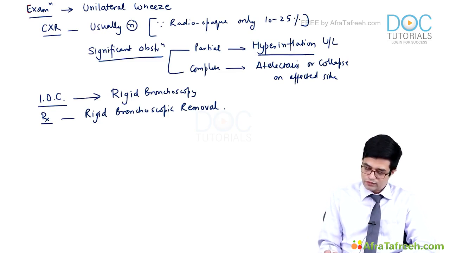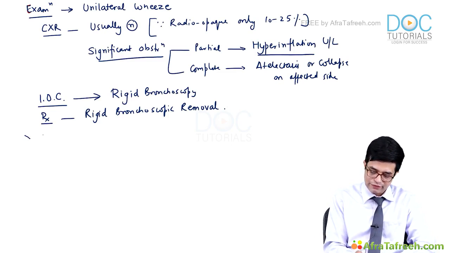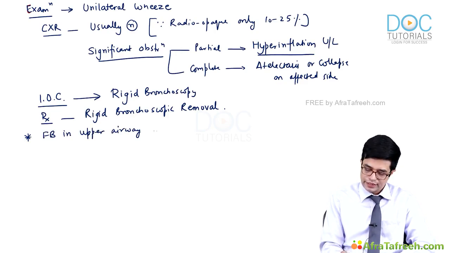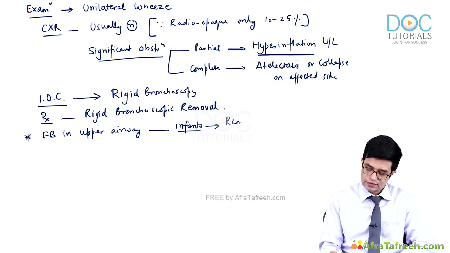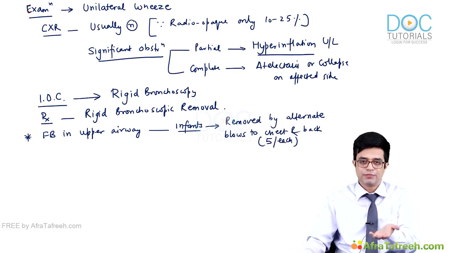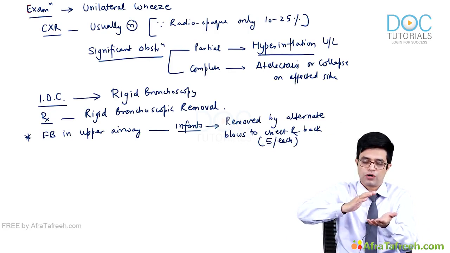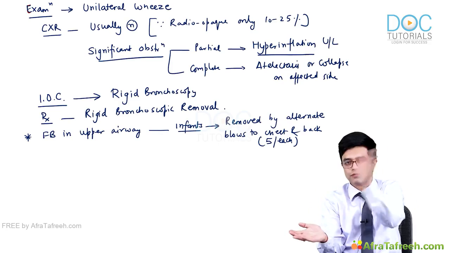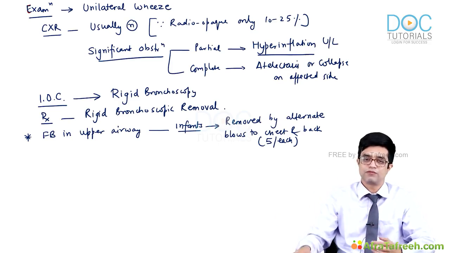And a few one-liners we need to remember. Whenever there is a foreign body in the upper airway, in case of infants, it can be removed by alternate blows to chest and back, and we do it 5 each. What it means is, you pick up the child, first 5 blows on the back, then you turn the child, 5 blows from the front. It dislodges the foreign body and makes the foreign body come out.